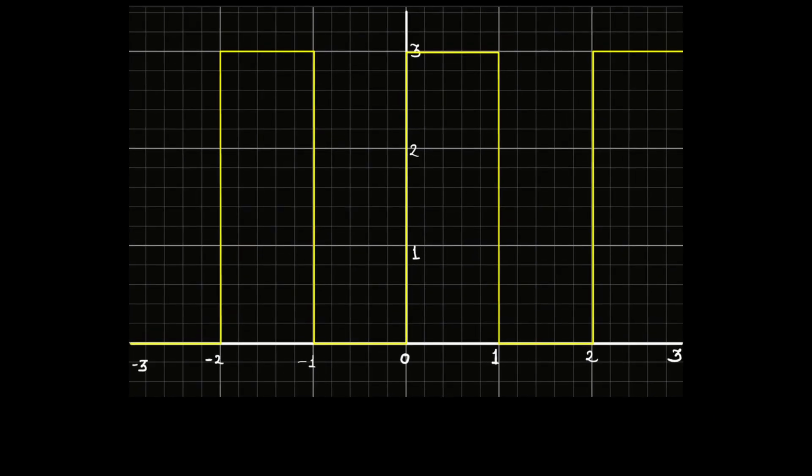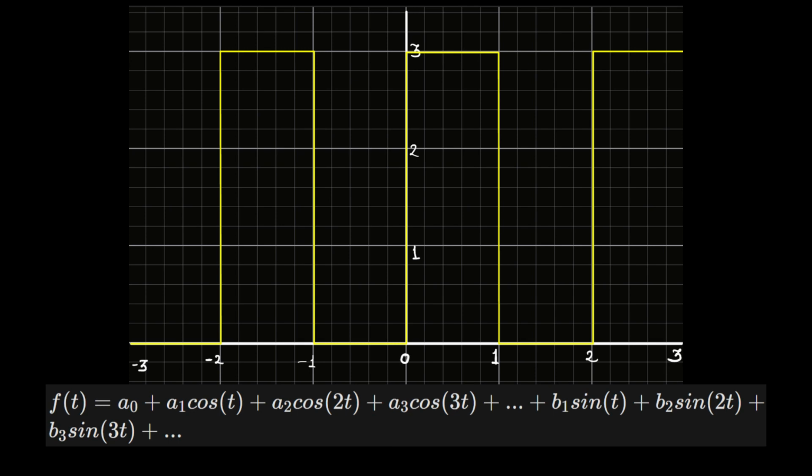Hello everybody. In this video, let us understand how we can express this simple square wave in terms of sine and cosine functions using Fourier series. According to Fourier series, we can express any function f of t as a0 plus sum of an cos nt plus sum of bn sin nt. The derivation of Fourier series is beyond the scope of this video.